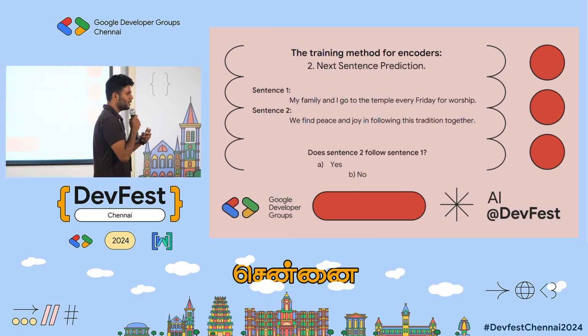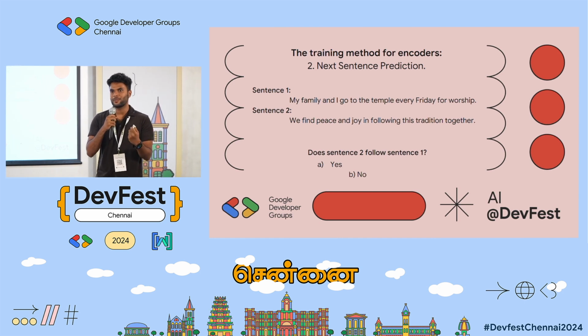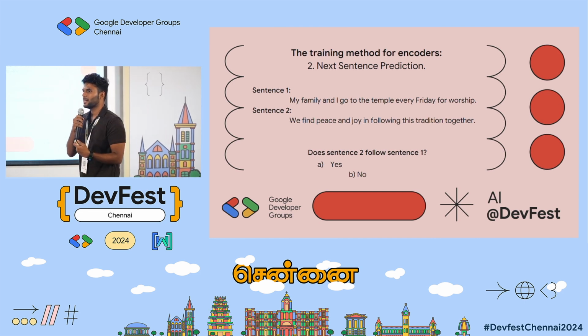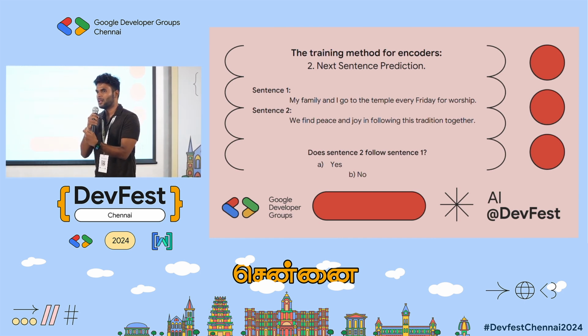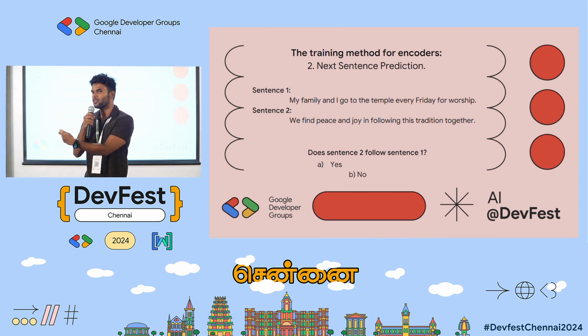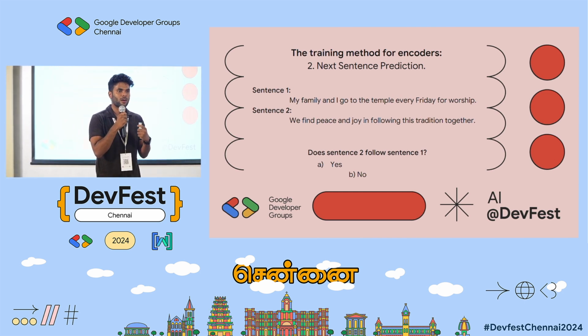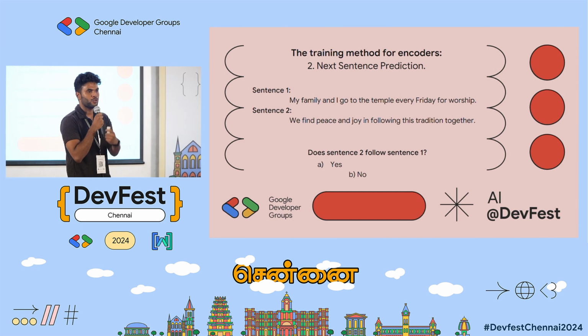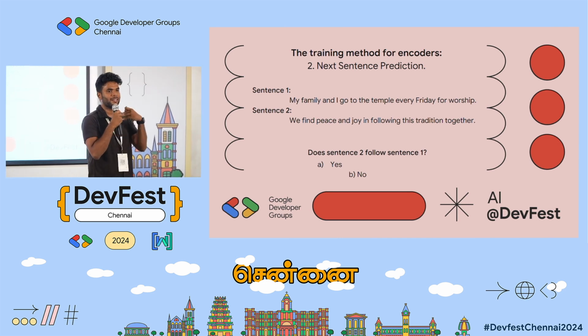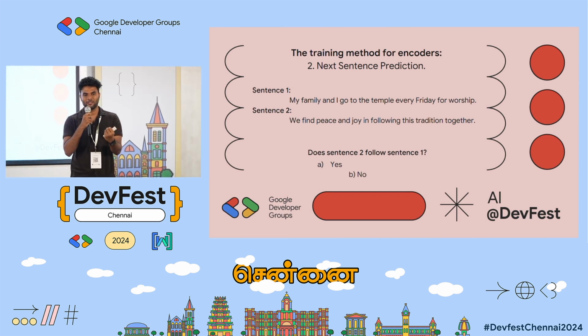Now there is another training method called next sentence prediction. In this training method, we will provide two different sentences to the model, and we will ask whether sentence 2 follows sentence 1. So in this method, the model will learn the relationship between sentence 2 and sentence 1, so it can get the depth of our human language.